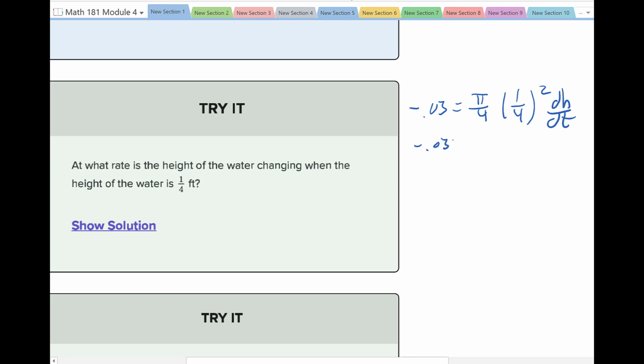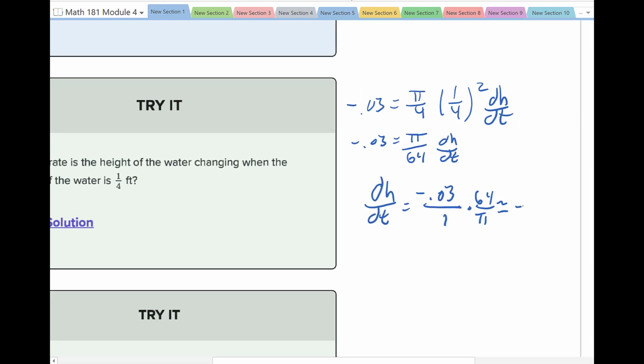So negative 0.03 equals, so 1/4 squared is 1/16. 16 times 4 is 64. So pi over 64 dh/dt. So dh/dt is negative 0.03 times 64 over pi, and that's going to be approximately negative 0.61 feet per second. Okay.